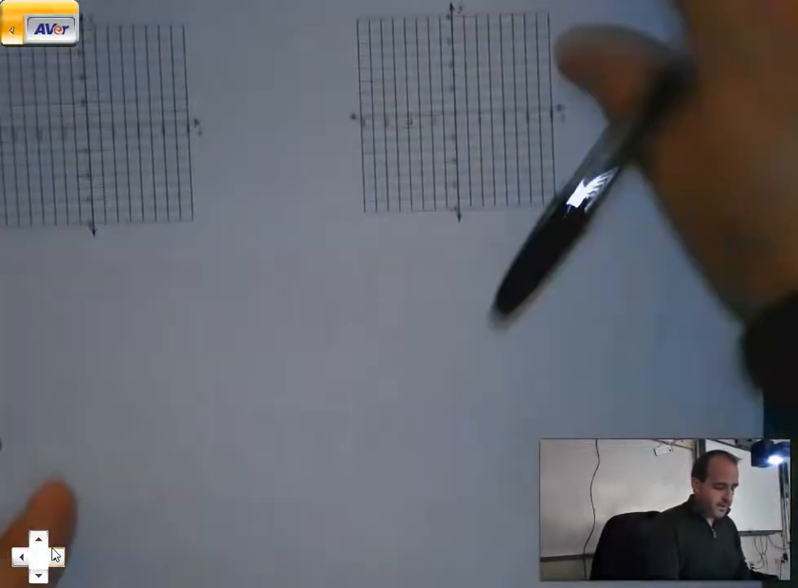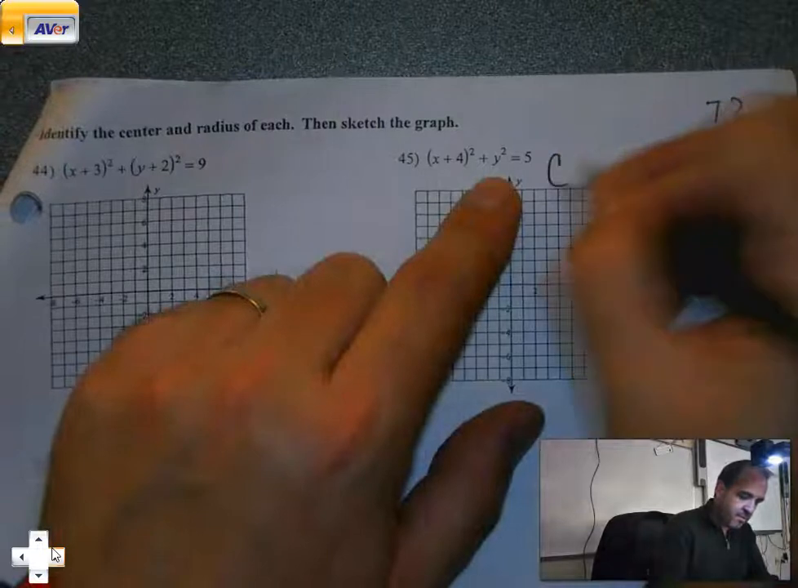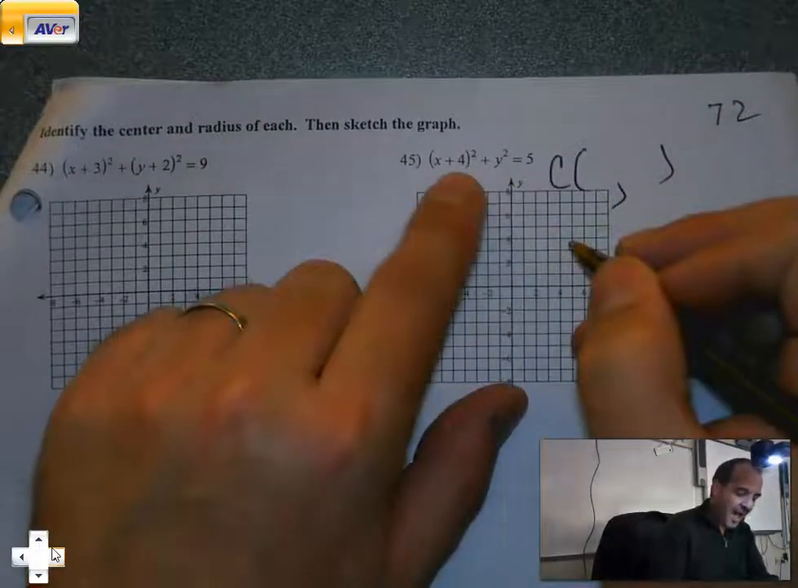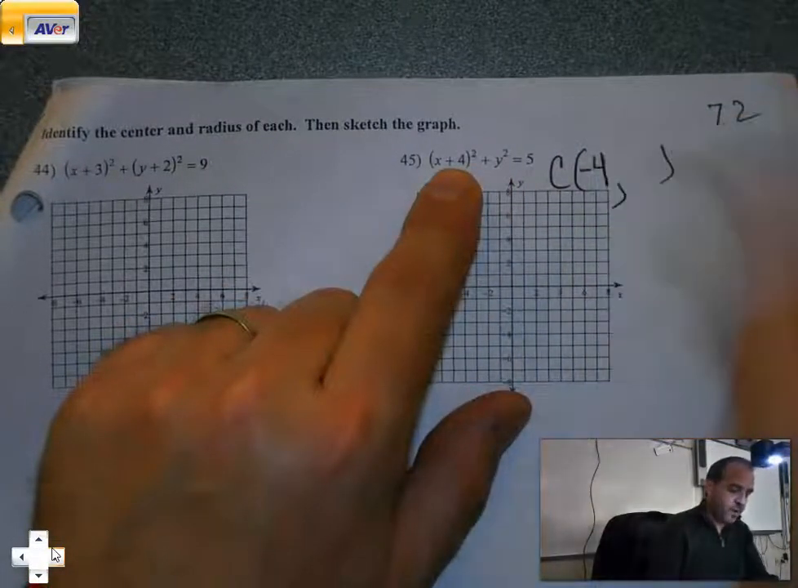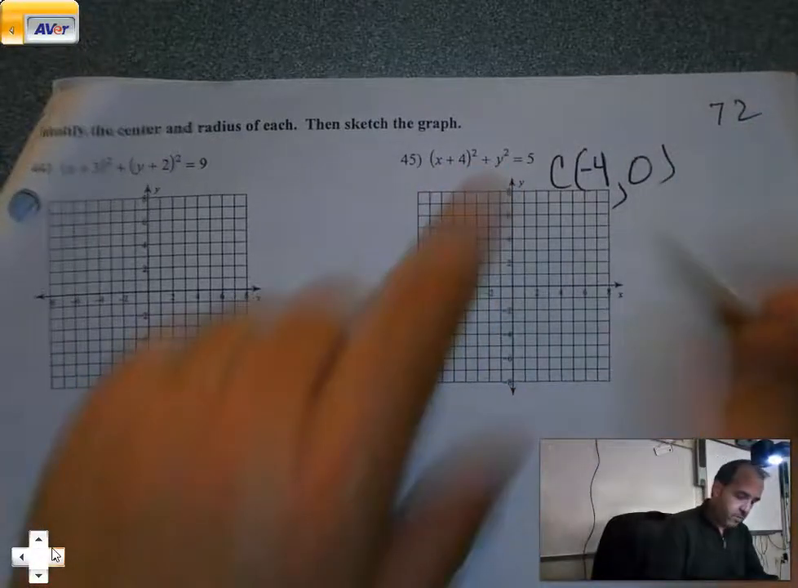And finally, is this the finale? This is the finale. Identify the center and radius. Sketch the graph. Okay. Center. Opposite of 4 is -4. There is no value with Y. We do 0.